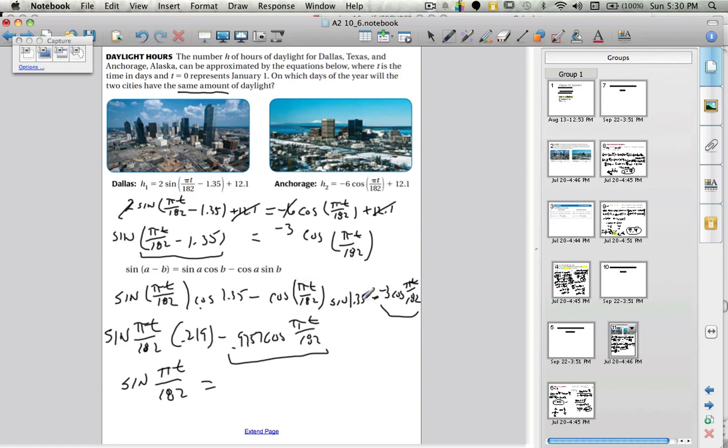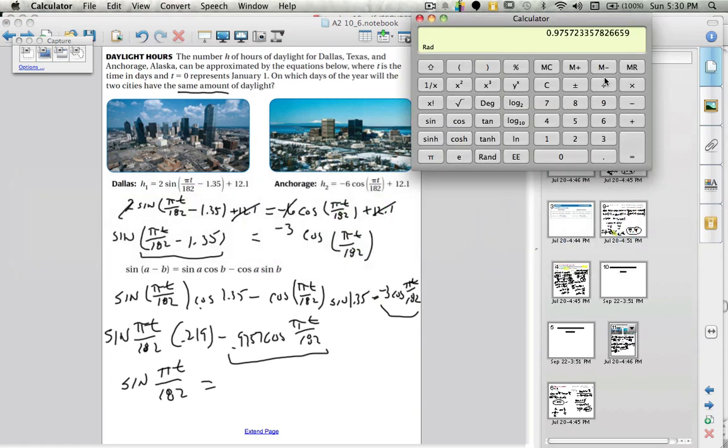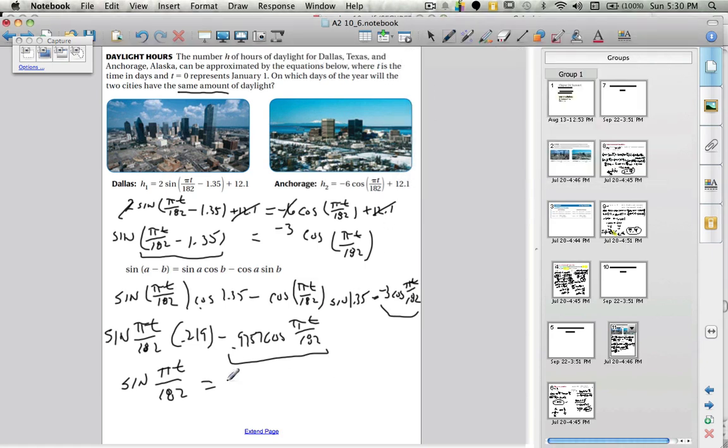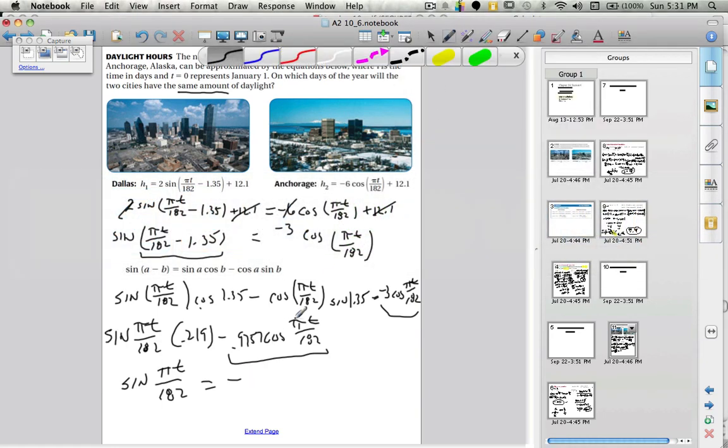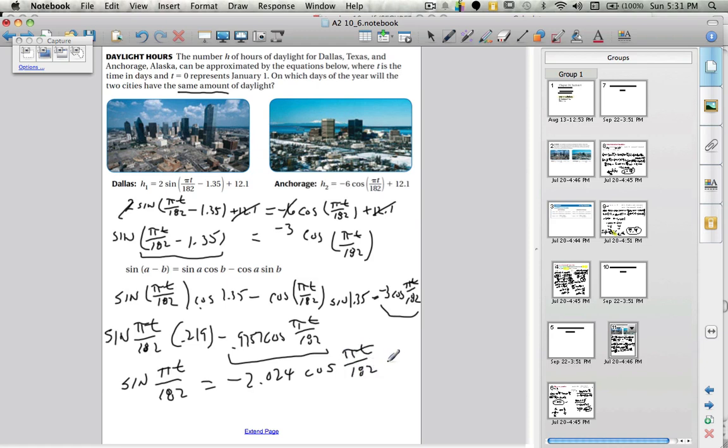equals, I'm going to go back to my calculator, and I'm going to go ahead and do this and just subtract 3. So I'll get negative 0.2024. Whew, okay, I'm sorry, and this is times 0.219. Can't forget that.